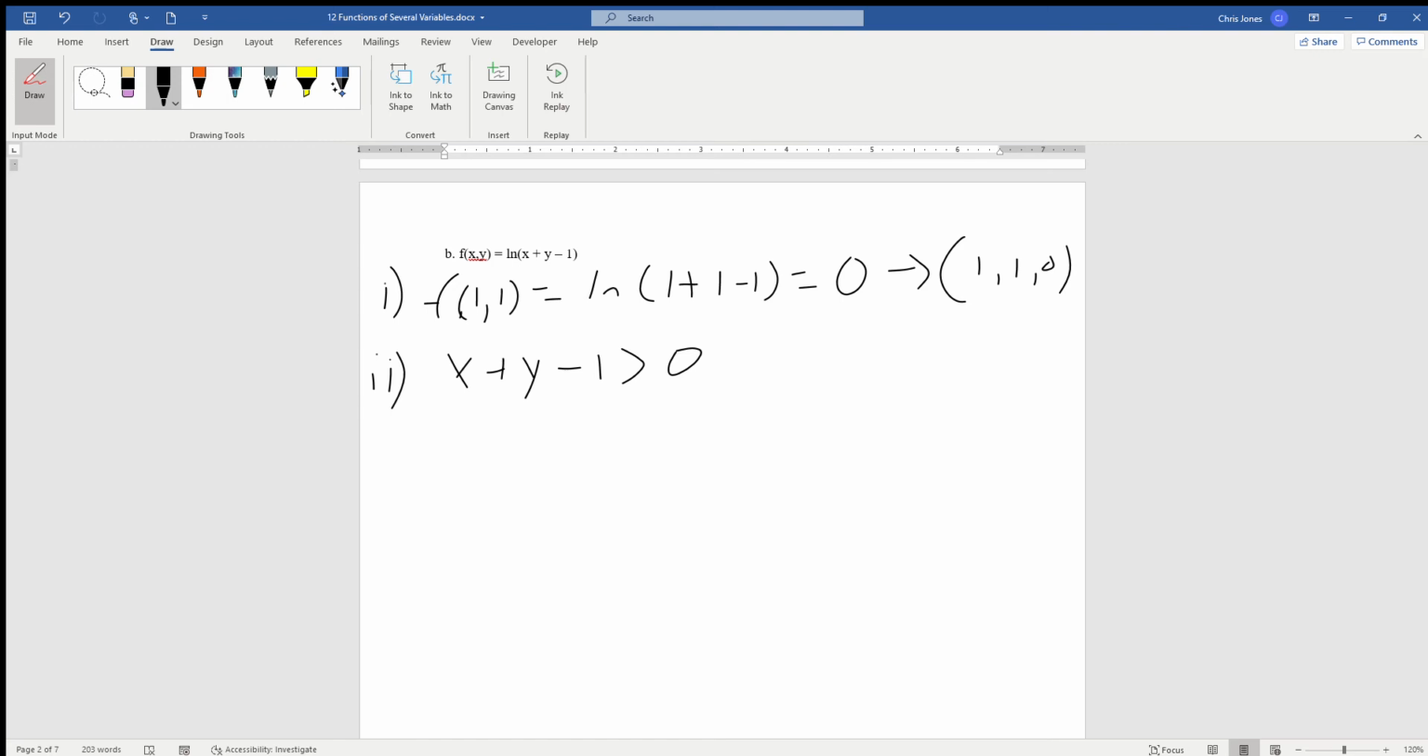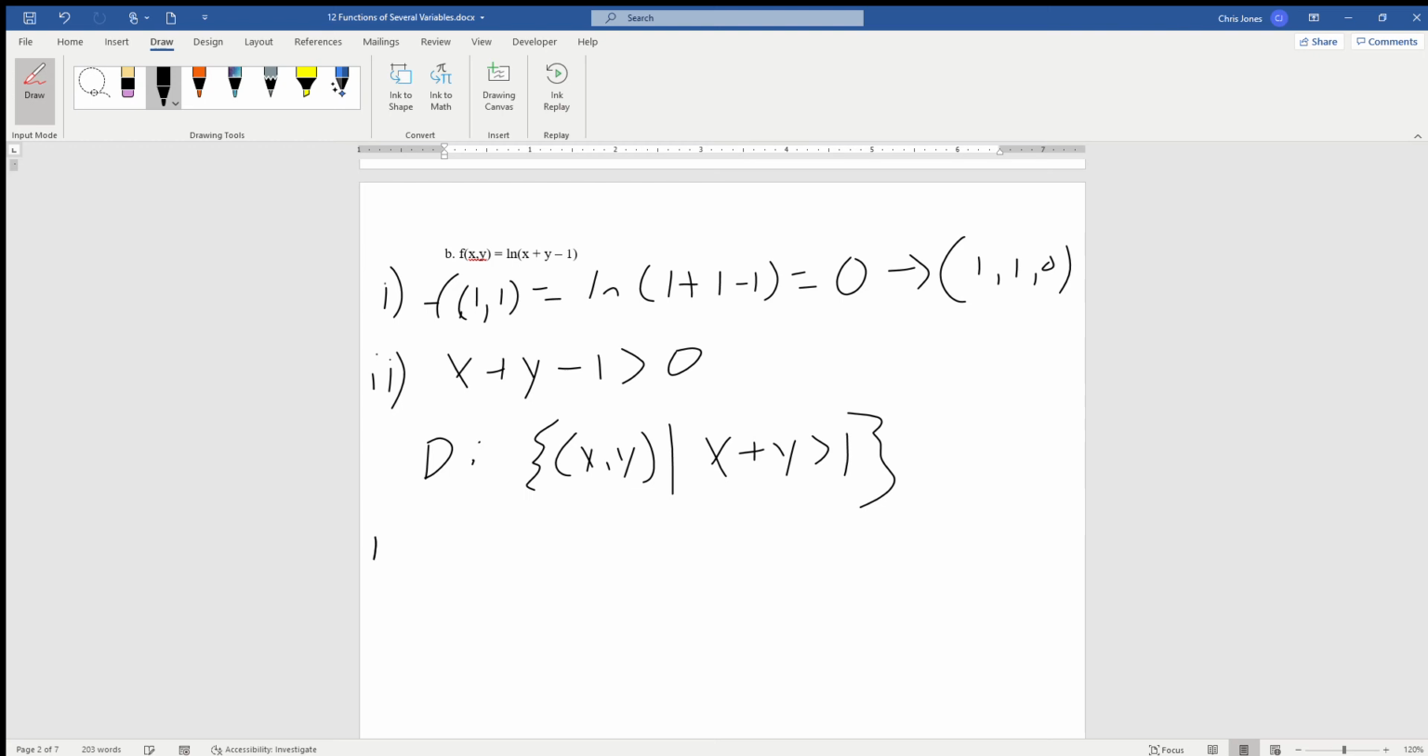So there's a couple ways to describe this. For the domain, what we're going to say is that the domain is all ordered pairs (x, y) such that x plus y is greater than 1. And that's not the only way to express this, but that might be the easiest way to express it.